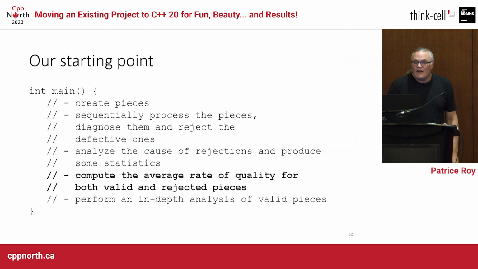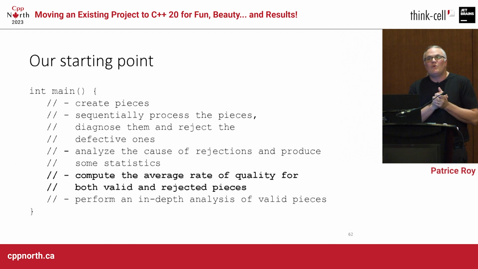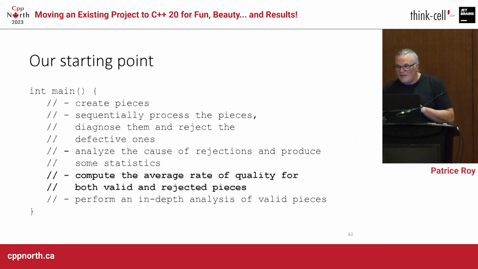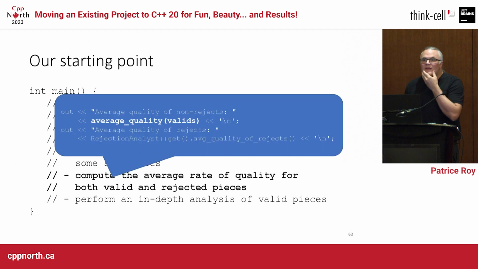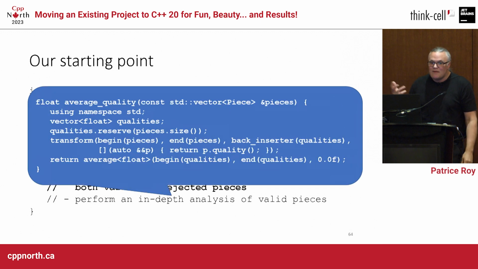Then get to the point where we need to do some computation, like what's the average quality of the good pieces, the bad pieces, is my company delivering the goods, you know? So something like that. I'm going to display the average quality of a vector of pieces there, which is something general, you know? It's not something that's specifically tied to being a good or a bad piece. But it's nothing difficult, you know? I'm taking my pieces, but I'm only interested in the quality of the pieces, not the rest.